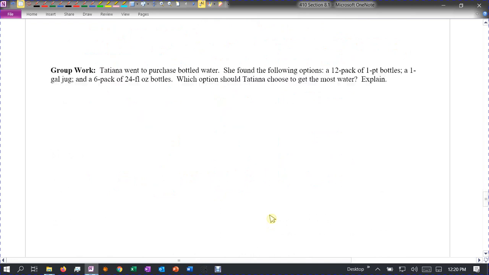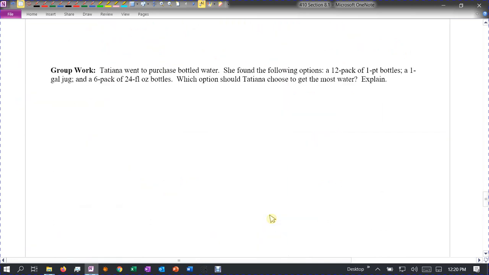Okay, let's try this group work problem here. Tatiana went to purchase bottled water. She found the following options: a 12-pack of 1-pint bottles, a 1-gallon jug, and a 6-pack of 24 fluid ounce bottles. Which option should Tatiana choose to get the most water? So we're trying to see which of these is the most.